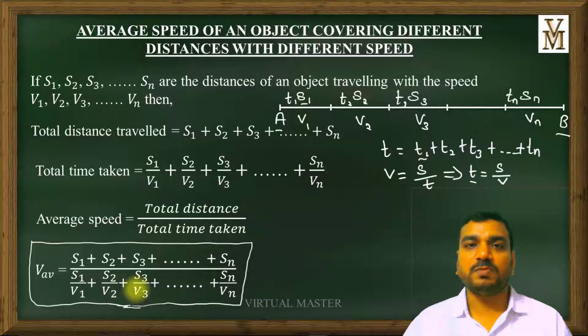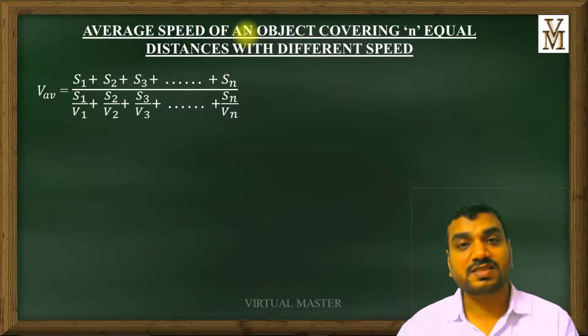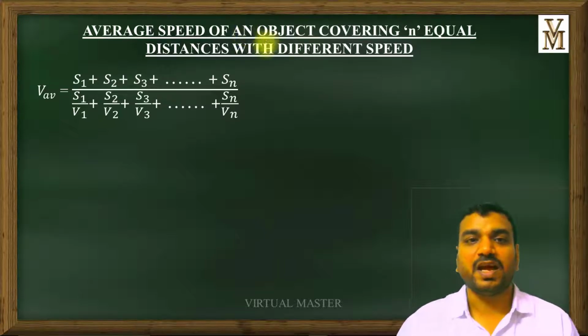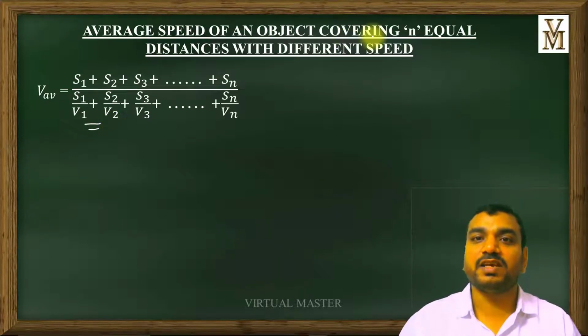This formula will be useful while solving numericals as well as multiple choice questions. I hope everyone has understood the derivation of average speed of an object covering different distances with different speeds. Just now we have derived the formula for average speed of an object covering different distances with different speeds, and the formula is given here. Now we are going to find the average speed of an object covering n equal distances with different speeds.